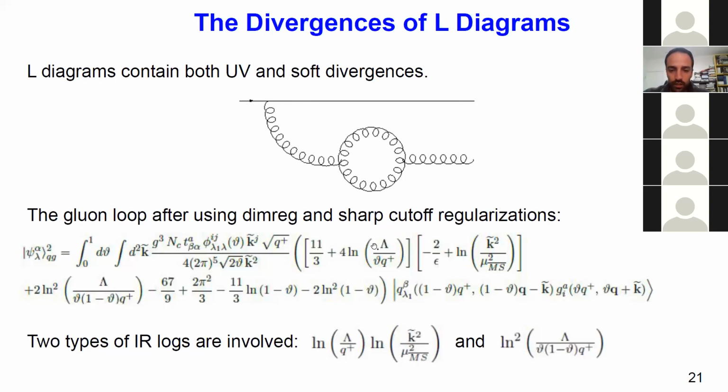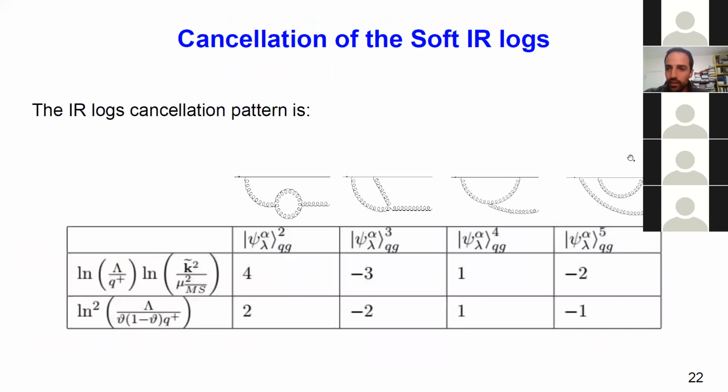So you can notice that there are two kinds of divergences: this log times this log, and the log square. Now, if you write down the coefficients of these infrared logs for each of the relevant diagrams, I wrote them in this table here. And what you can see is that if you sum up all the coefficients of the contributions, you get 0 for both the infrared logs.